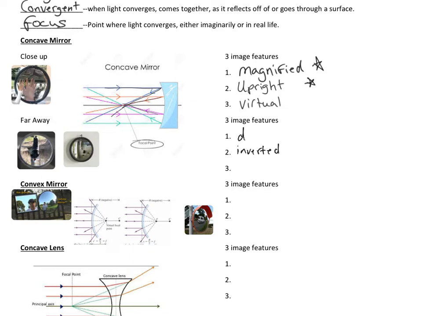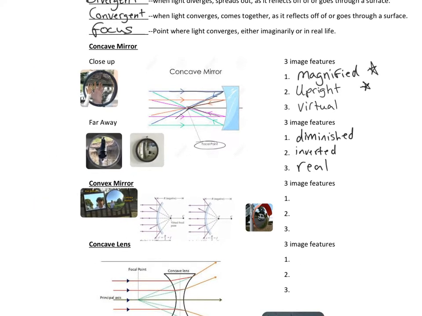and it is usually diminished. So if you look at your face in a spoon, you grab a metal spoon and look at your face in the spoon, it should be smaller than your real face. And it's inverted because it's flipped upside down. This is a real image, and again, we'll talk more about why later.